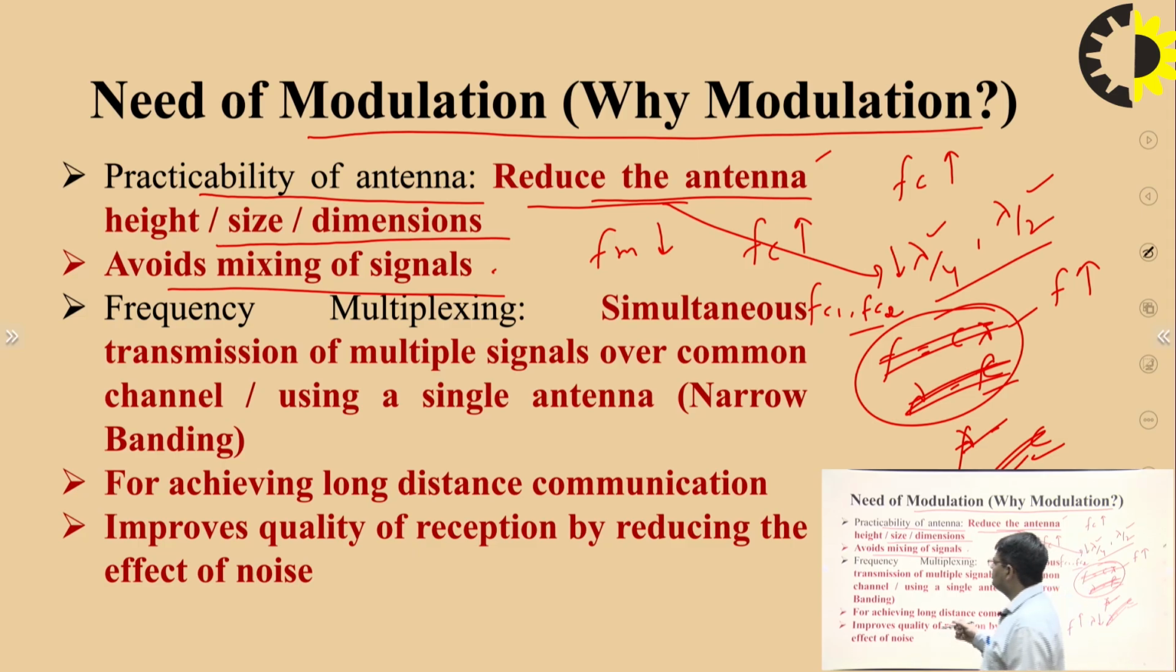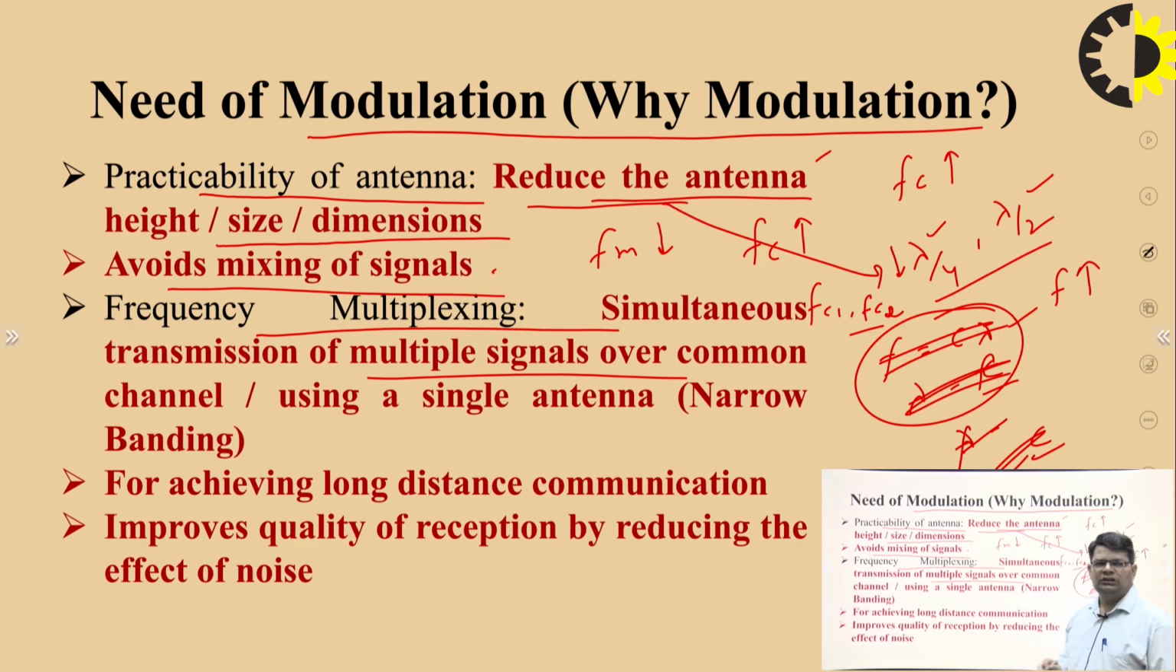Another advantage is frequency multiplexing, or simultaneous transmission of multiple signals over a single channel or using a single antenna, that is, achieving narrow banding. So to achieve this frequency multiplexing or narrow banding, we use the modulation process with a high carrier frequency.